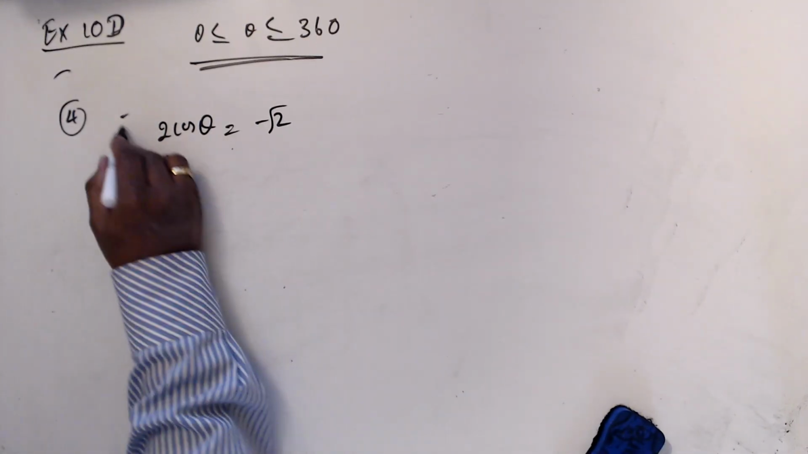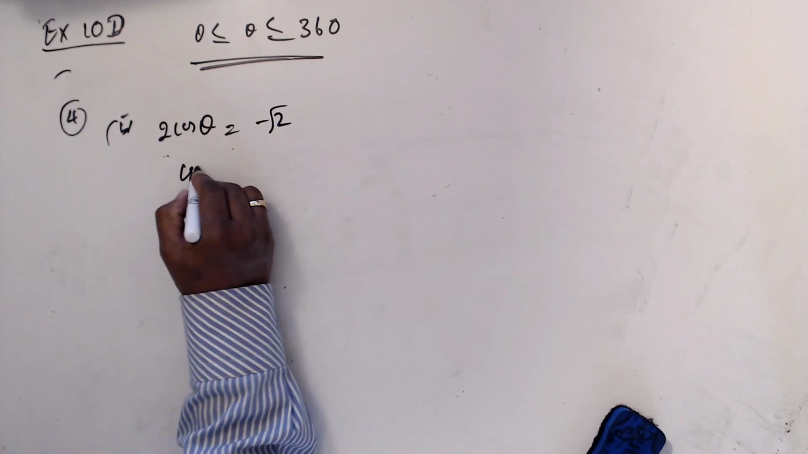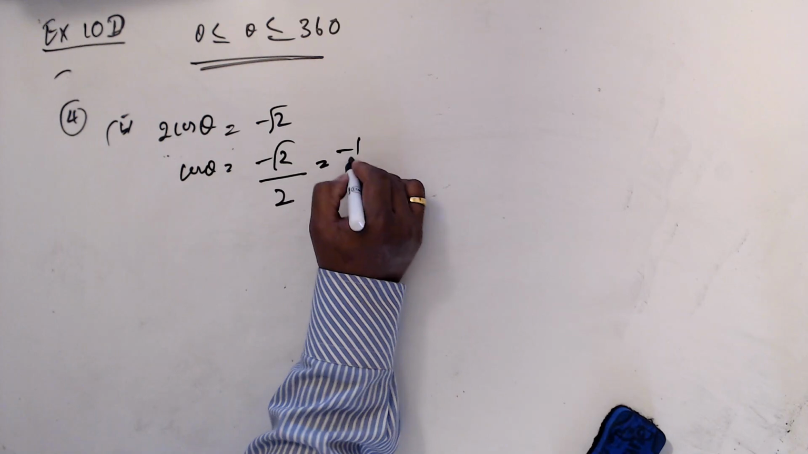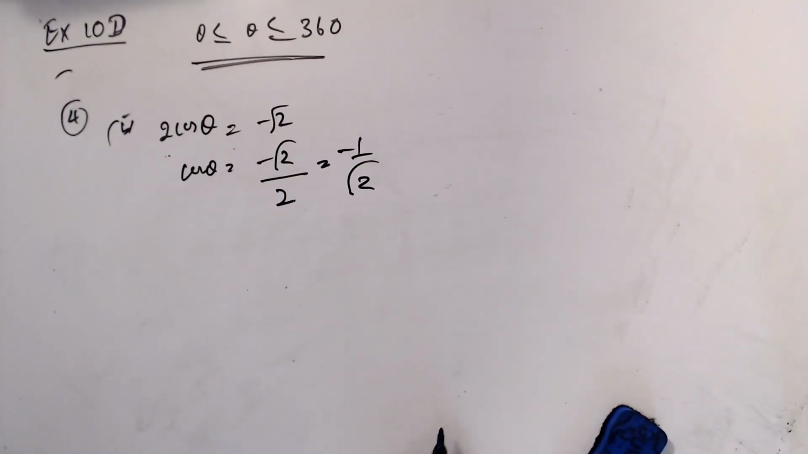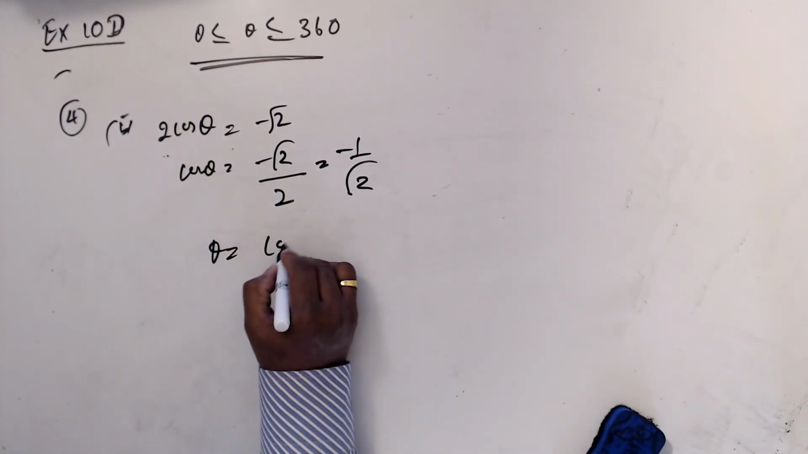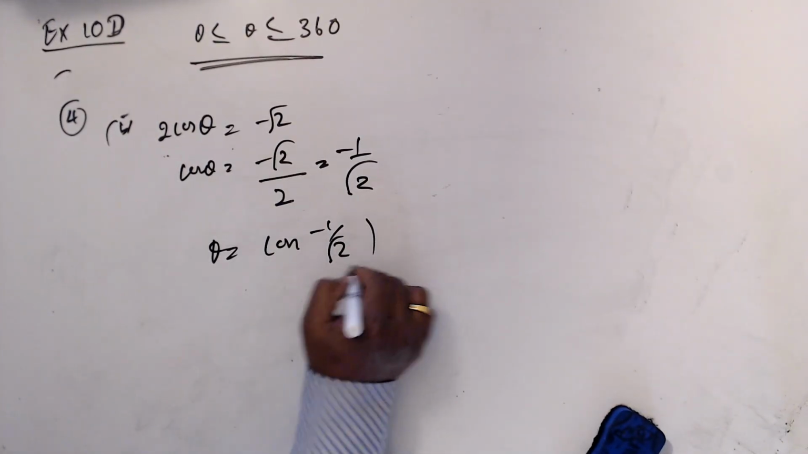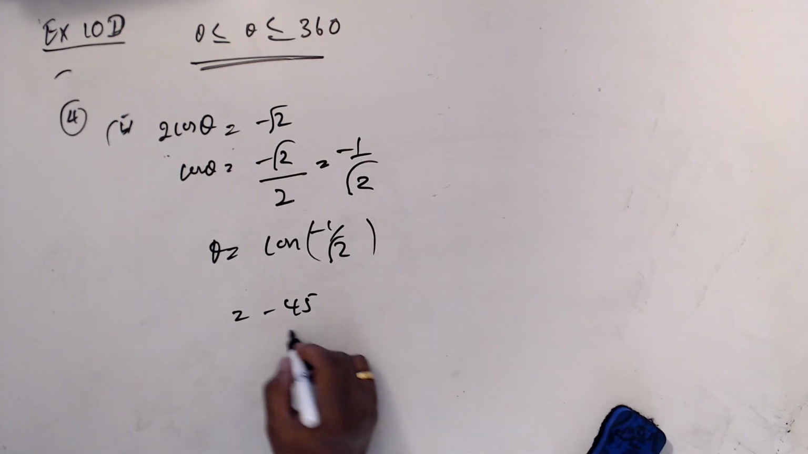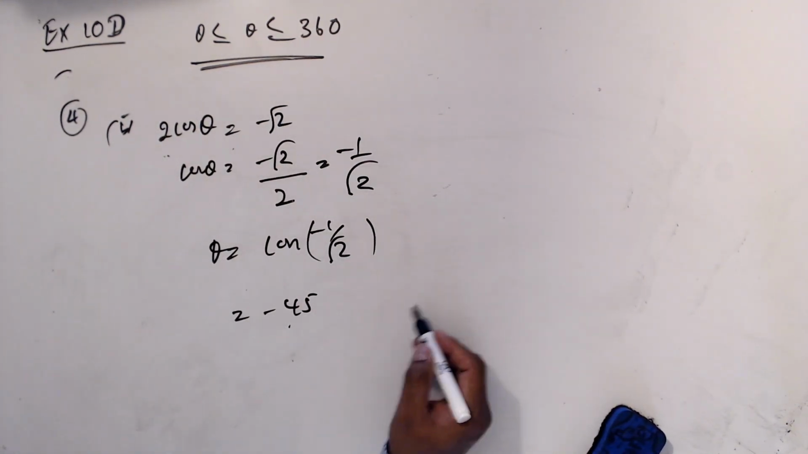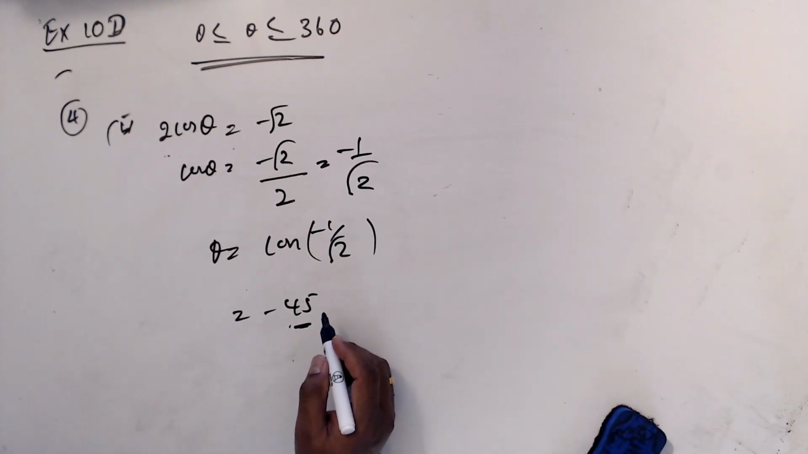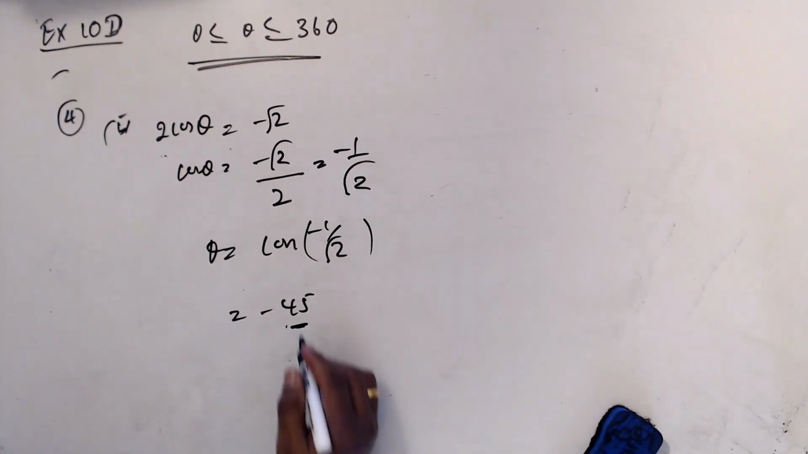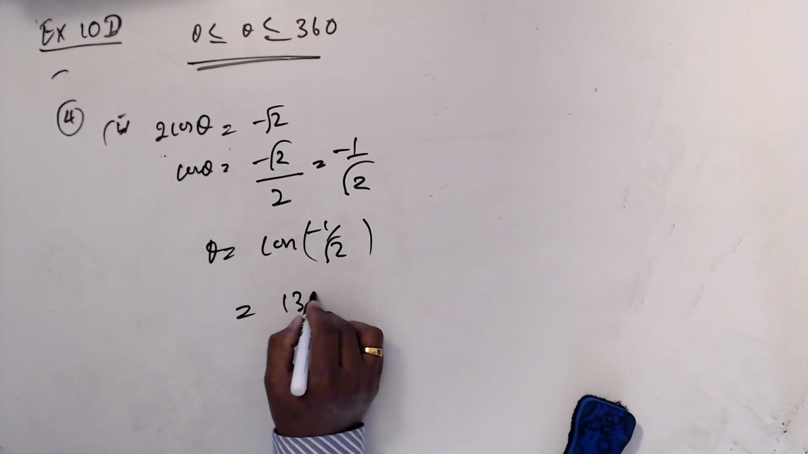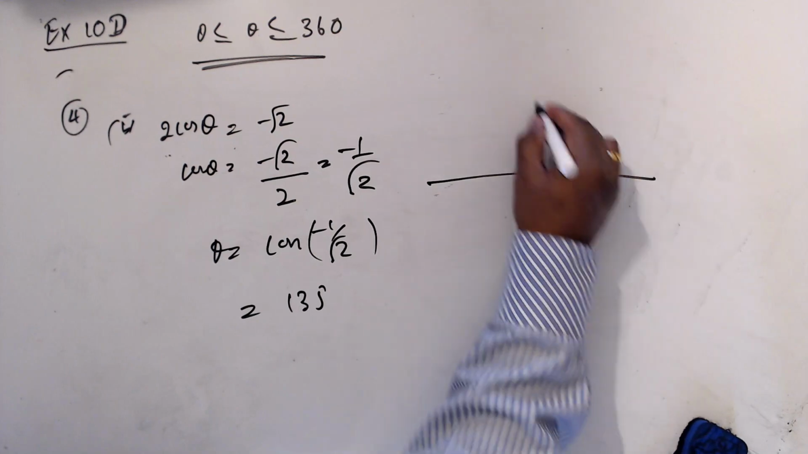2 cos theta equals minus square root 2, so cos theta equals minus square root 2 divided by 2. This is minus 1 over square root 2. Theta equals cos inverse of that, which is minus 45. This answer is out of range. It doesn't matter. Actually, I use my knowledge to get this one. If you look at it from the computer, you get 135. So then we'll work it out.